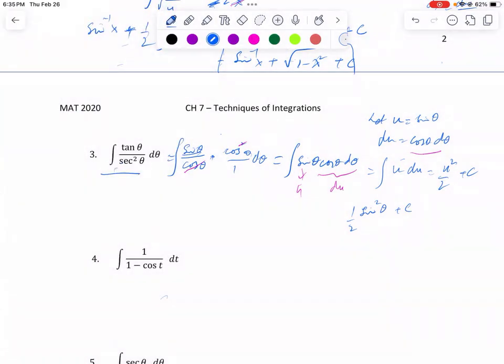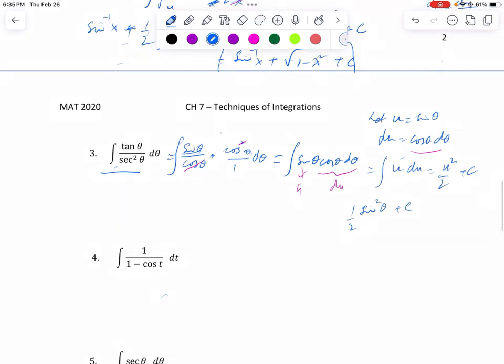Now if you take cosine theta as your u, you will end up getting a cosine squared theta, with some constant quantity being multiplied. Is that a different answer? No, because remember we can always apply the Pythagorean theorem to the cosine squared one, and we will get the answer in sine squared. The constant gets dissolved in the C.